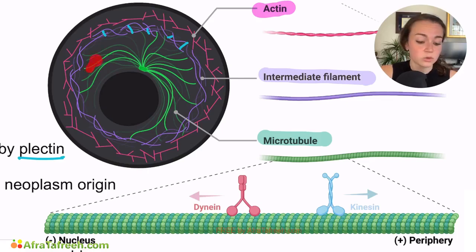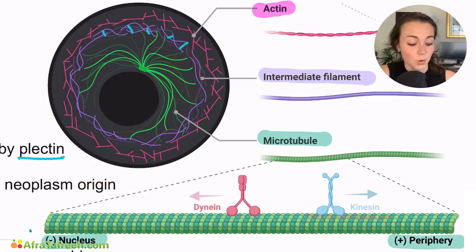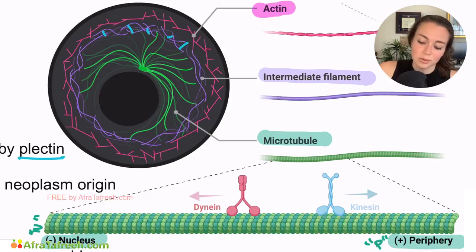And the end of the microtubule that is anchored near the nucleus is called the negative end of the microtubule. And then by default, the other end of the microtubule that's out by the periphery is the positive end. So negative near the nucleus, it's the N sound. Positive towards the periphery is the P sound. That's how you can remember it.